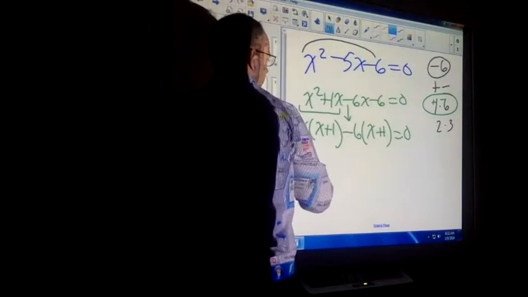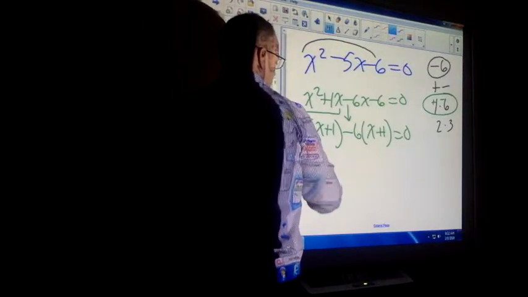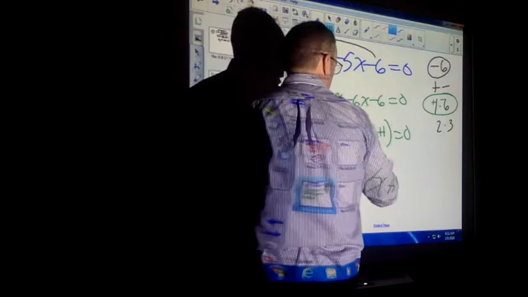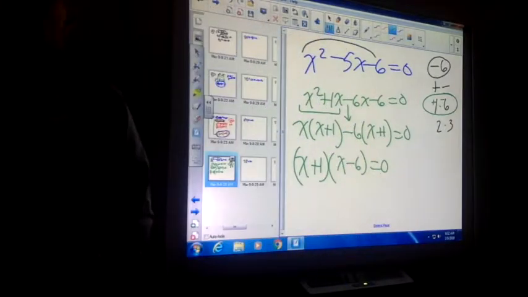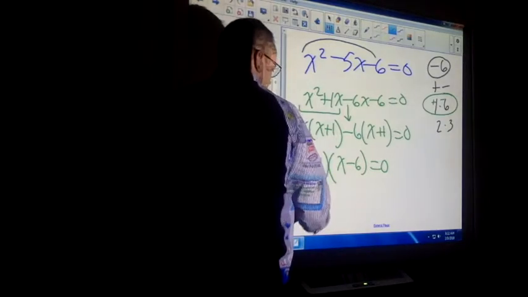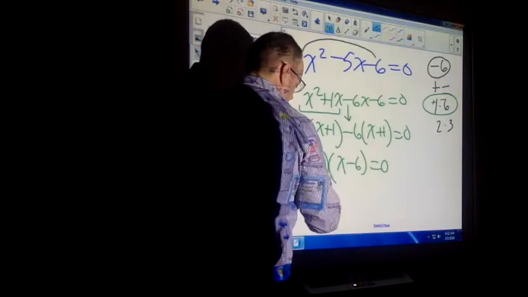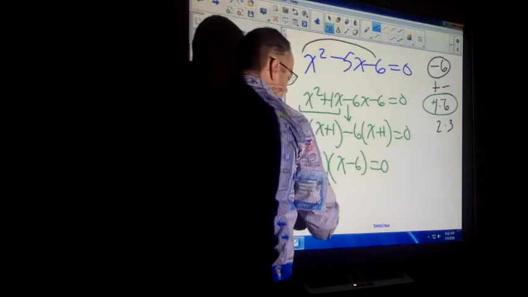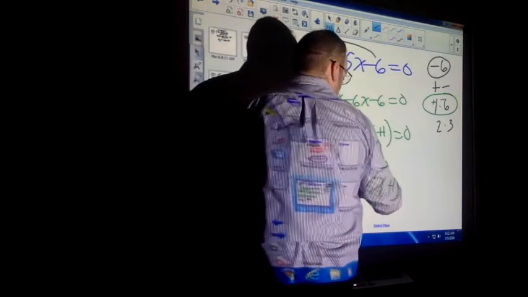Still equal to 0. Notice I'm carrying that down. So I get x plus 1 and x minus 6. Those are equal to 0. So I want to know when I plug something in, what is it going to give us? So this is going to yield me x equals -1. And this is going to yield me x is equal to 6.